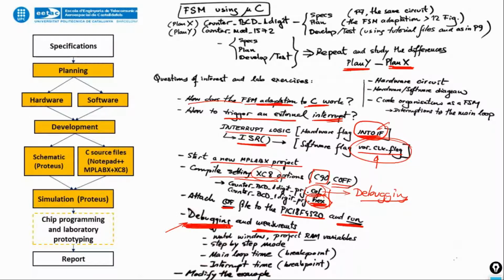So it's your time to go debugging and just making some measurements. For example, you can debug using watch windows and inspecting and following the values of the RAM variables. You can run the code execution step by step, and then you can measure, for example, how long it takes to execute the main loop, using breakpoints. And that is the same idea you can follow to get information about the interrupt. You see, how long does it take to get an interrupt, to jump to an interrupt service routine?